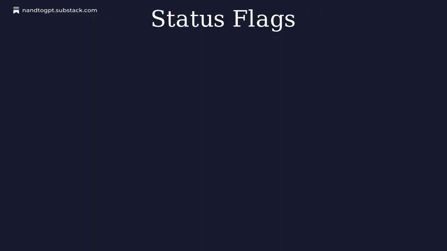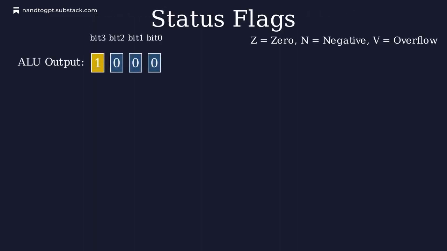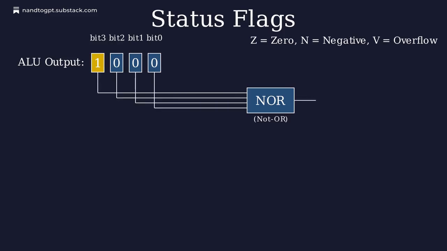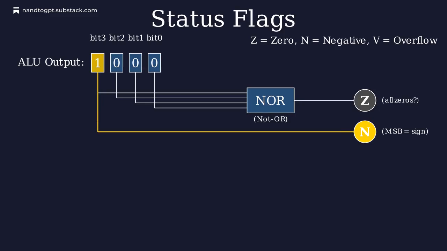The ALU gives us a result, but sometimes we need to know more than just the answer. Was the result 0? Was it negative? Did something go wrong? The ALU can answer these questions with what we call status flags. First, the 0 flag. It tells us, is the result exactly 0? To check, we just NOR all the output bits together. If they're all 0, the flag lights up. Next, the negative flag. Remember 2's complement? The leftmost bit tells us the sign. If that bit is 1, the number is negative, so we just read that bit directly.